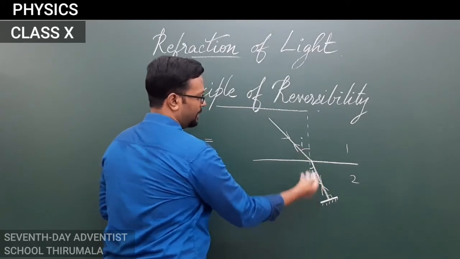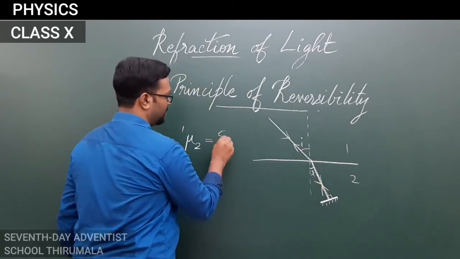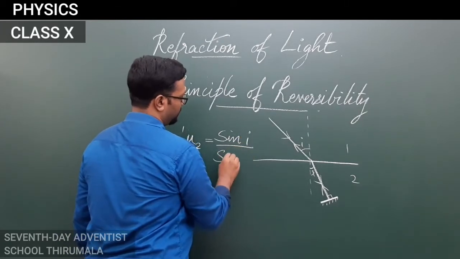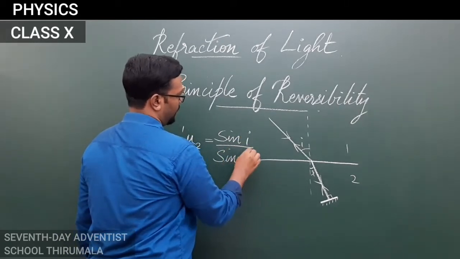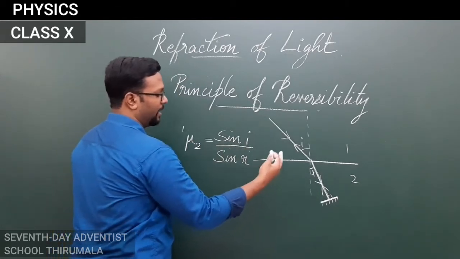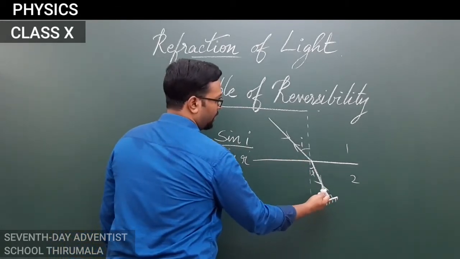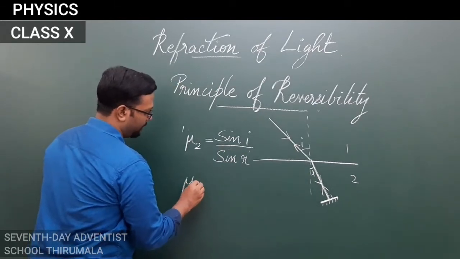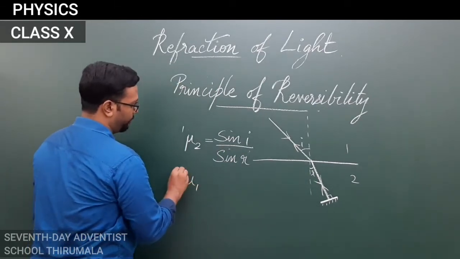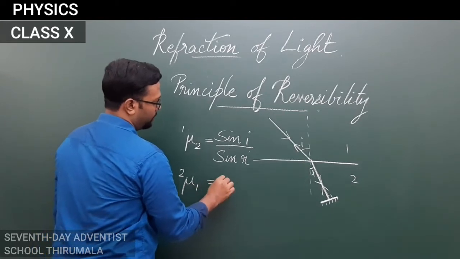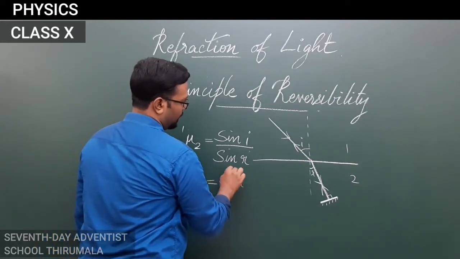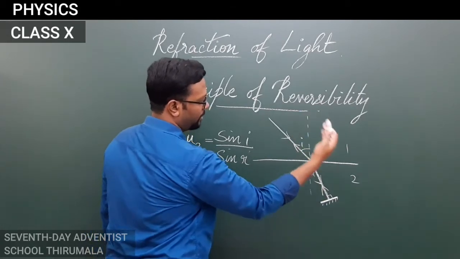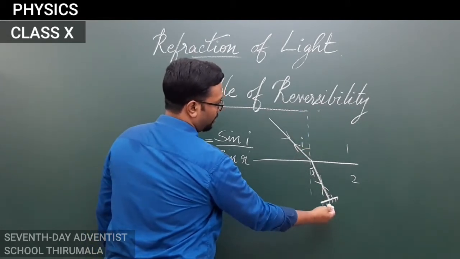sin r by sin i. That is, in the first case it will be sin i by sin r, and in the second case, if the light ray is travelling from the denser medium to the rarer medium, then we can call it the refractive index of the rarer medium with respect to the denser medium, which is equal to sin... Here the angle of incidence is represented by r because the light ray is going from the denser medium.